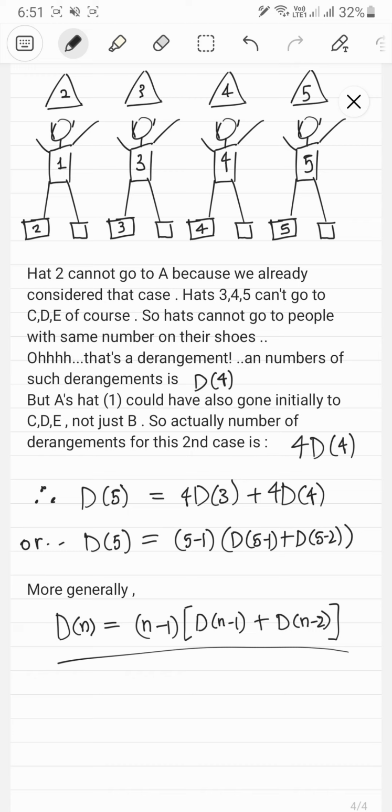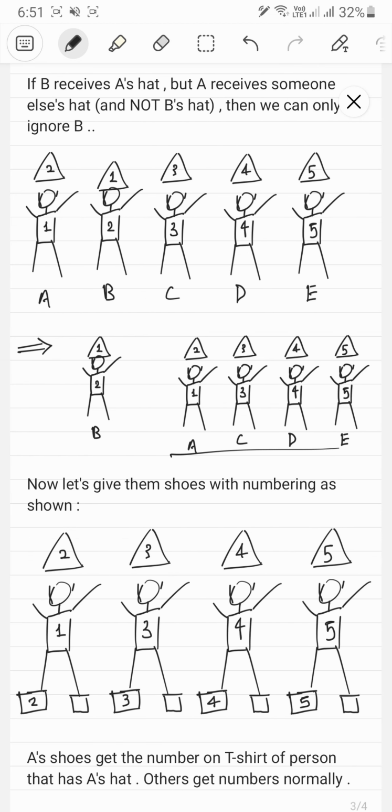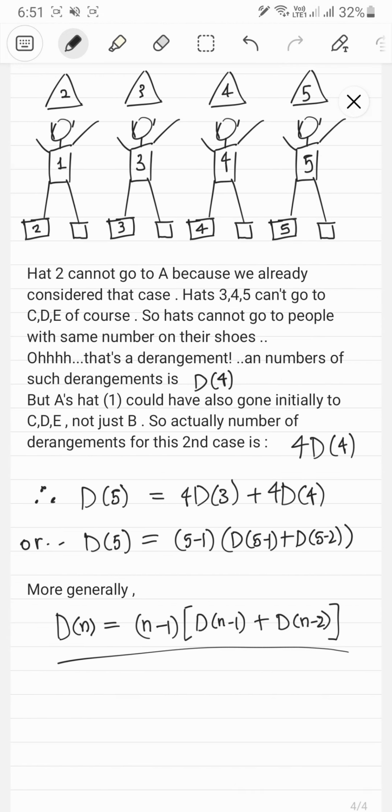Hat 2 cannot go to A because we already considered that case. Hats 3, 4, 5 can't go to C, D, E, of course. So hats cannot go to people with the same number on their shoes. That's a derangement, and the number of such derangements is D4. But A's hat, the first hat that it actually had, could have gone to any of B, C, D, E, and you could have ignored any of B, C, D, E, not just B. Why not C? So the actual ways for such cases to happen would be 4 times derangement of 4. Now we consider this factor in our equation as well. So we have D5 equals 4 D3 plus 4 D4.